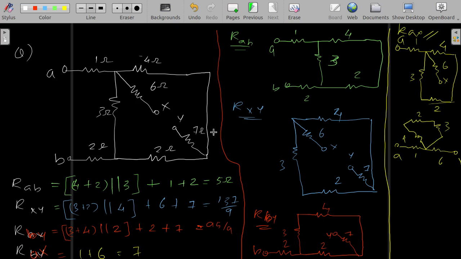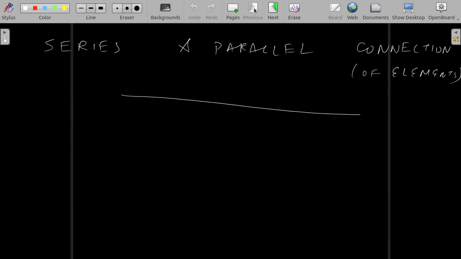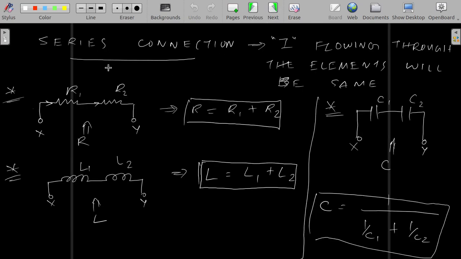So I am stopping the lecture here. In the next lecture, we will continue with the couple of problems and move forward. Okay, before winding up, let's recap. What did we see? We started with the concept of series and parallel connection. We defined series connection as the connection in which the current through the elements are the same. Okay, and equivalent resistances and things like that.